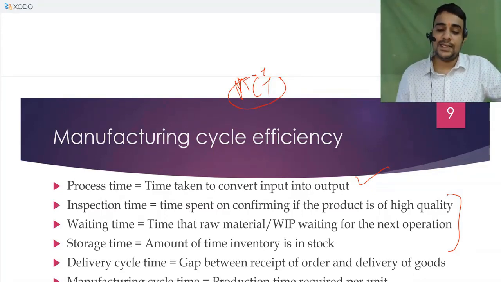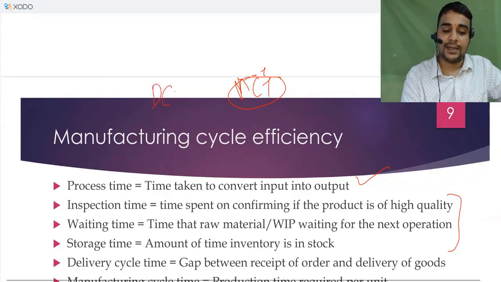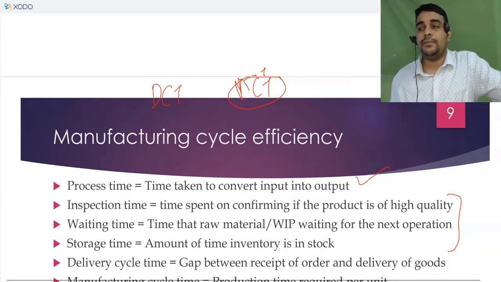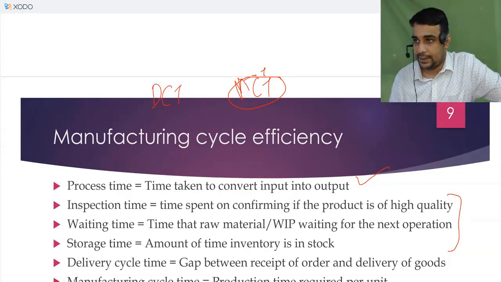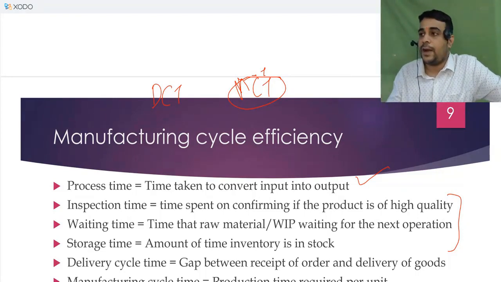There is another concept called delivery cycle time. Delivery cycle time can be more than manufacturing cycle time. On August 23, I give an order. The order is given to the company. Company did not do anything for the first 5 days. They were interacting with me. They were asking, what do you want exactly? They were understanding my requirements properly. So for 5 days, things went on that.